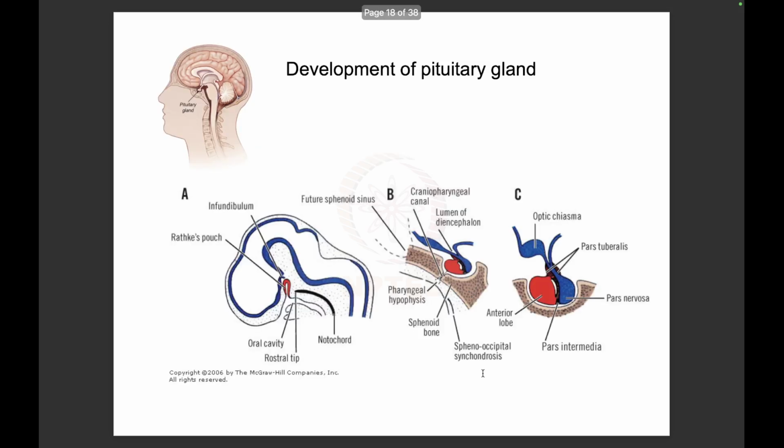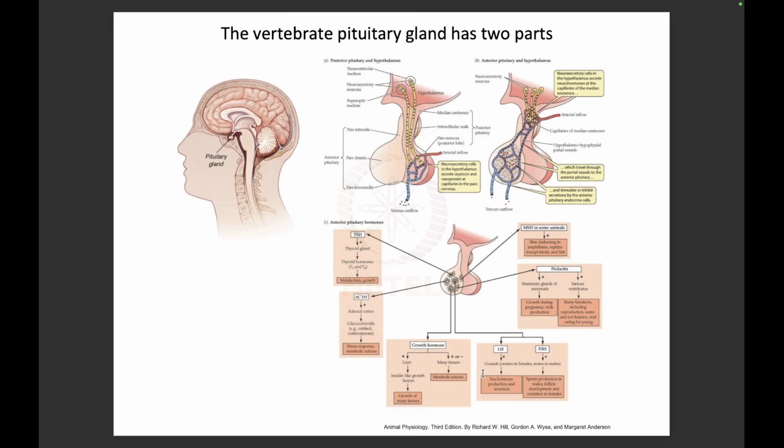Okay, so let's talk about the growth hormone. This is the development of the pituitary gland. Okay, so here you can see the pituitary gland has two parts. This is the posterior pituitary and this is the anterior pituitary.